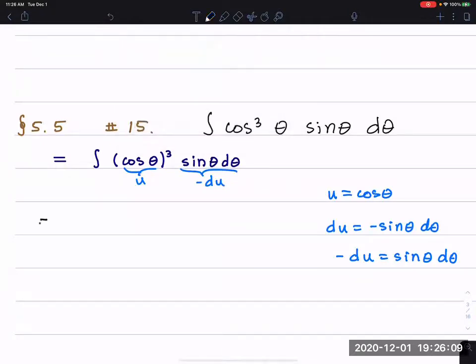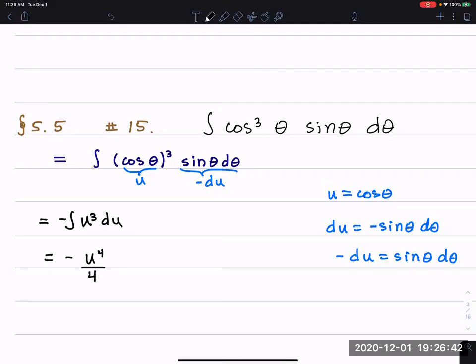So this whole thing becomes something sort of simple. The negative I'll bring to the front, and then I'll have u to the third power du, and that's a relatively simple integral to evaluate. So what I've done now is I had a composition of functions, and I have the derivative of that inside function being multiplied there. But now I'm only looking at that outside function of the composition of functions, and so it's easier to evaluate, way easier.